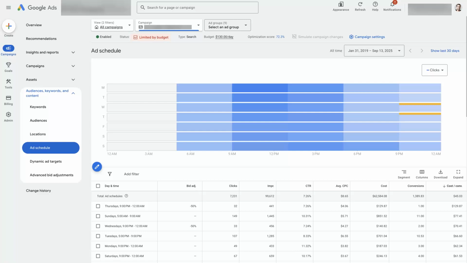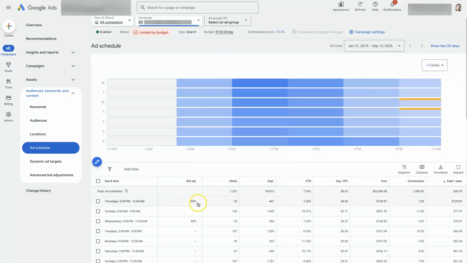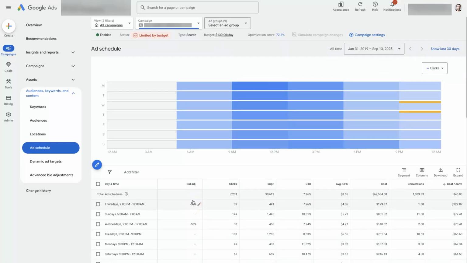Let's take a look at how to set Google Ads schedule bid adjustments. Bid adjustments are a way to tell Google, hey, I want to pay more or less for a specific time frame when the ads are running.